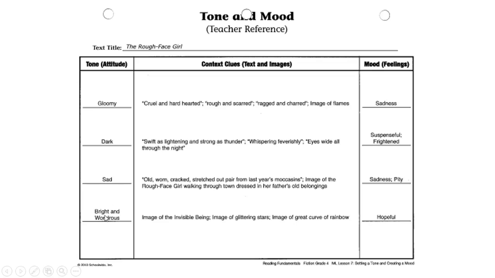The attitude of the author is bright and wondrous. Image of the invisible being, image of glittering stars, image of great curve of rainbow. That gives us the mood and provides us a feeling of hopeful. Oh, we have hope for the Rough-Faced Girl. She's going to make it. She's going to say goodbye to her mean sisters and have a wonderful life that she deserves.